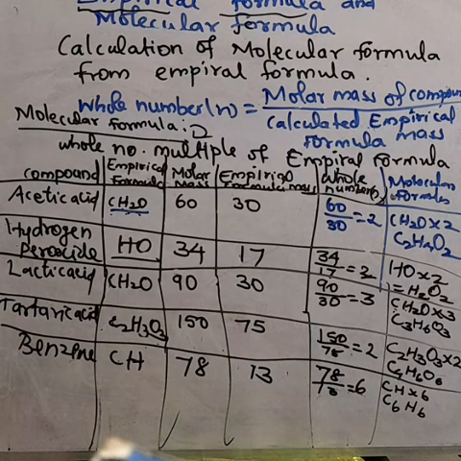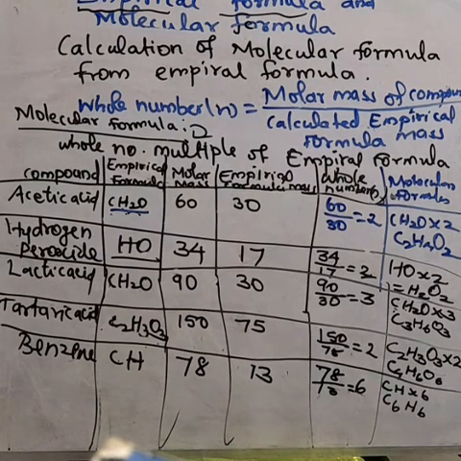Understood? These are about the calculation of empirical formula. Understood? So everyone please study.